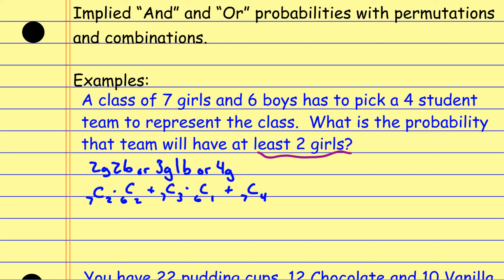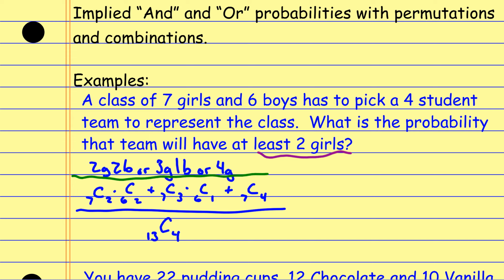Okay? And so I translate this sentence that I've created into combinations, and every single and becomes a multiplication, every single or becomes addition. All right? I still have to put that over the total. So the total is the combination of, well, there's a total of 13 students, and I'm picking a total of 4 of them. Okay? And so now this is the job for my calculator here.